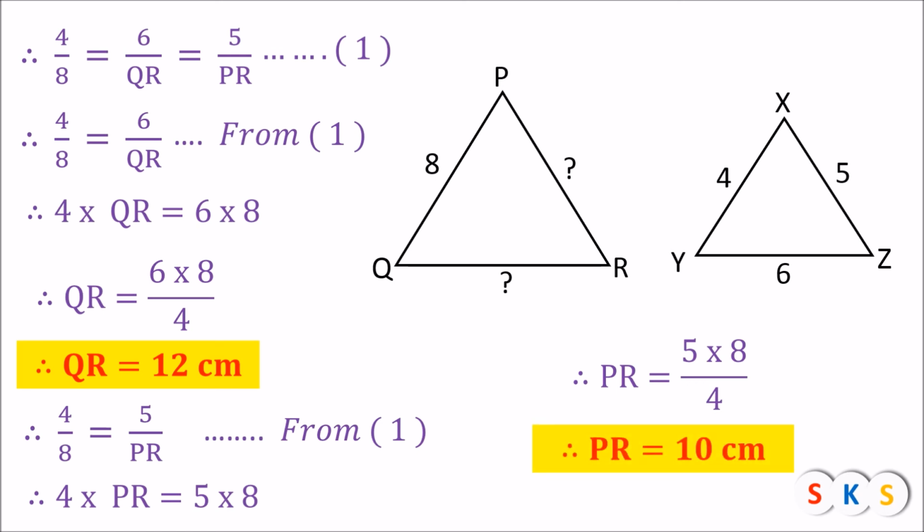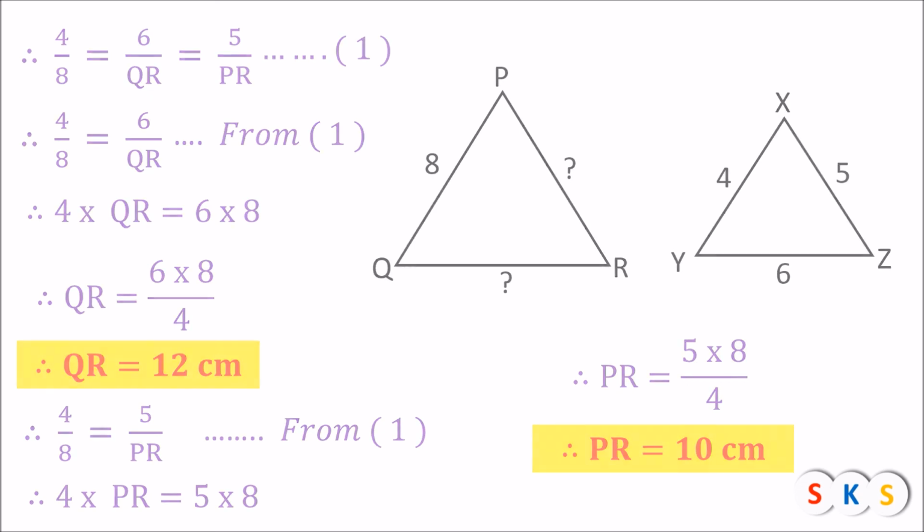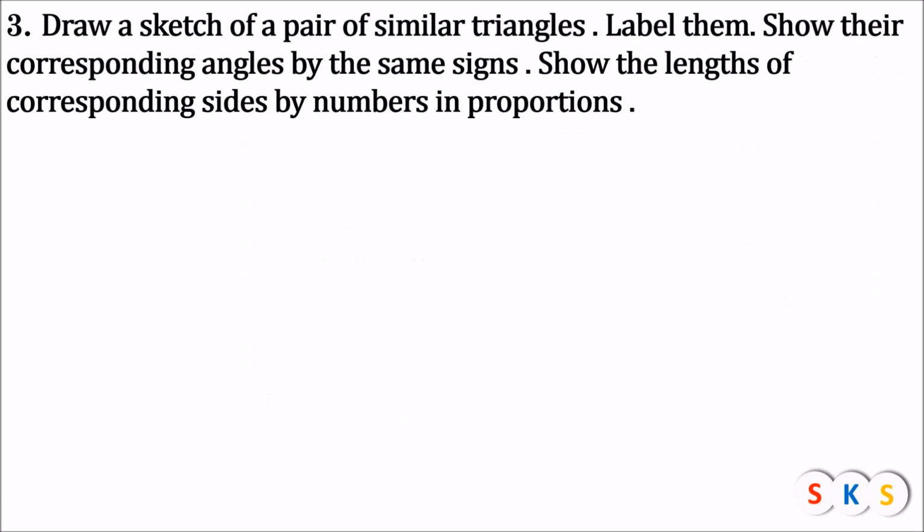Here we have question number 3. Draw a sketch of a pair of similar triangles. Label them. Show their corresponding angles by the same sign. Show the length of corresponding sides by numbers in proportion. So here we have two triangles and we have labeled them. I have named those two triangles ABC and PQR.